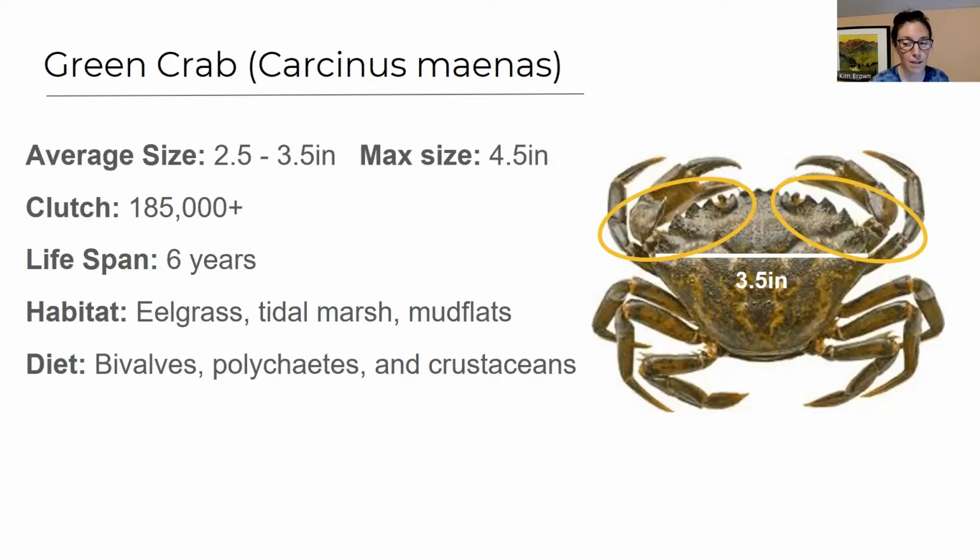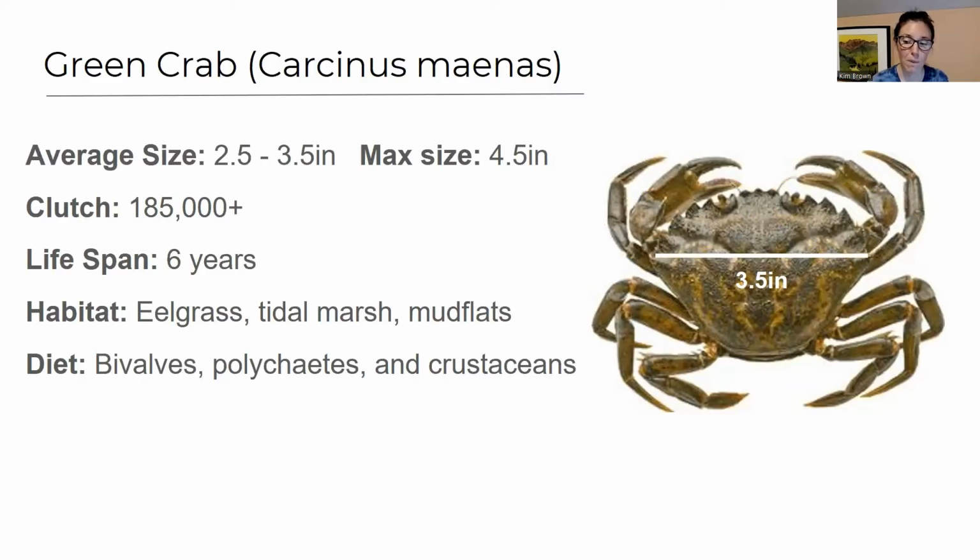The average size of these crabs ranges from 2.5 to 3.5 inches, but can reach upwards of 4.5 inches in size, especially here on the West Coast. They actually grow larger here on the West Coast than they do anywhere else in the world. And that measurement is measured from 5th spine to 5th spine. So I have that here in the white line.